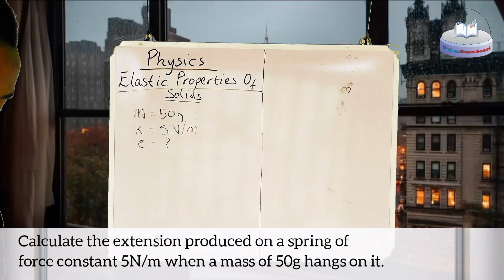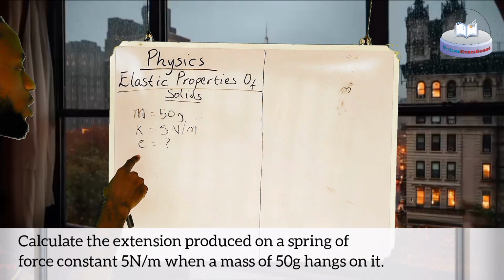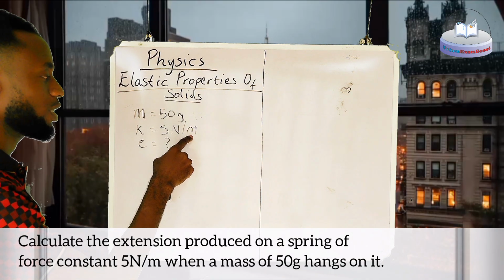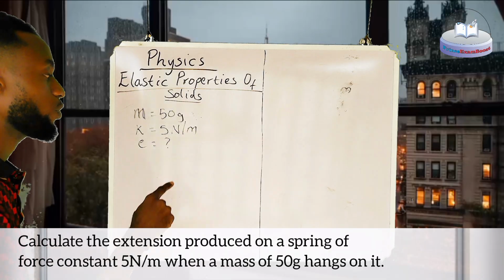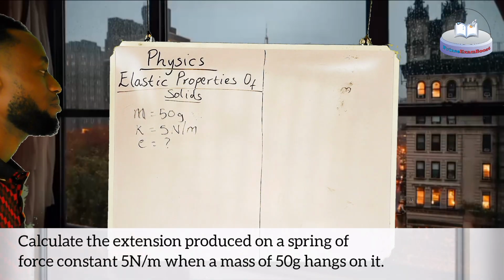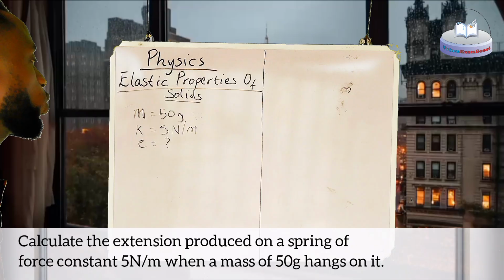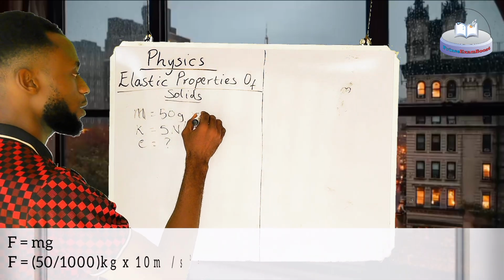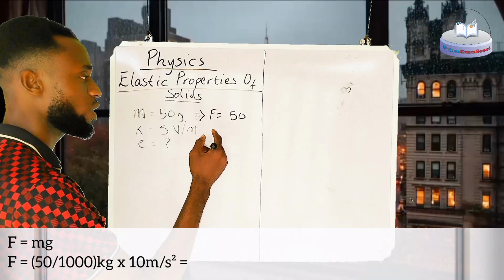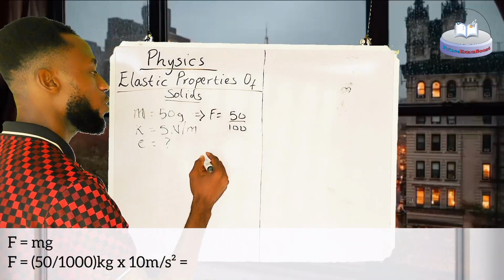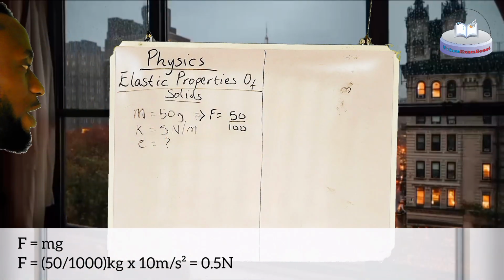First rule of the game is to ensure that all units are in tandem. If you remember, I said so, right? So currently we have the constant in Newton per meter. So what that means is that we need to be using forces in Newton and distances in meters. So 50 grams, we'll convert it into force. So this implies that for grams to Newton, just divide by 100. So we are working with 0.5 Newton.